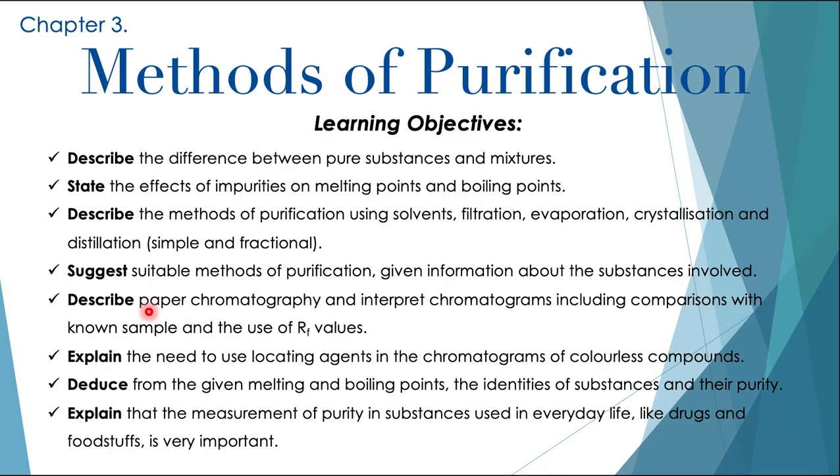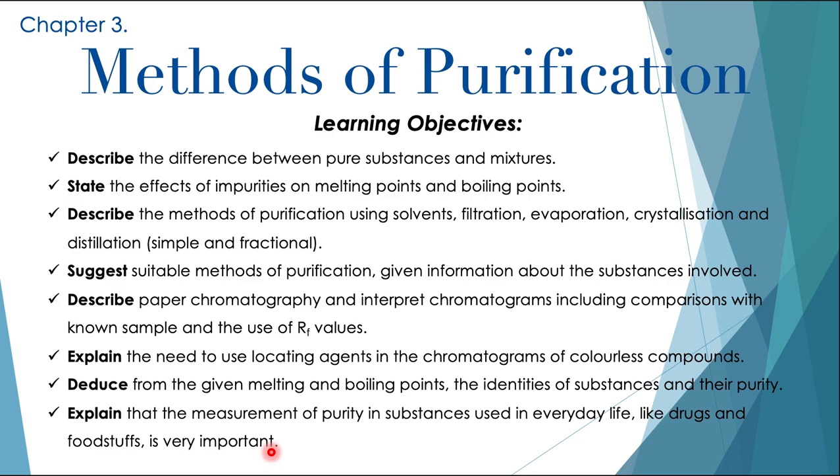We're going to learn to describe paper chromatography and interpret chromatograms, including comparisons with known sample and the use of RF values. We're going to learn how we can explain the need to use locating agents in the chromatograms of colorless compounds, deduce from the given melting and boiling points the identities of substances and their purity, and explain that the measurement of purity in substances used in everyday life, like drugs and foodstuffs, is very important.